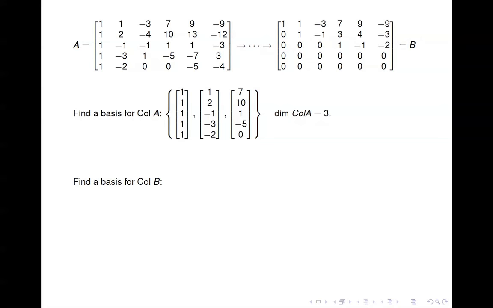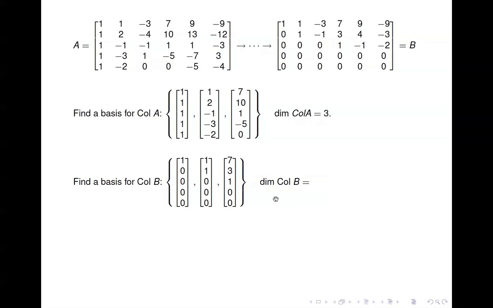To get a basis for the column space of B, we look at B, it's already in echelon form, so we choose the pivot columns, and so we get the first, second, and fourth columns. That's the basis for the column space of B. And the dimension of the column space of B, count the vectors in a basis, that's 3. So the dimension of the column space of B is 3.